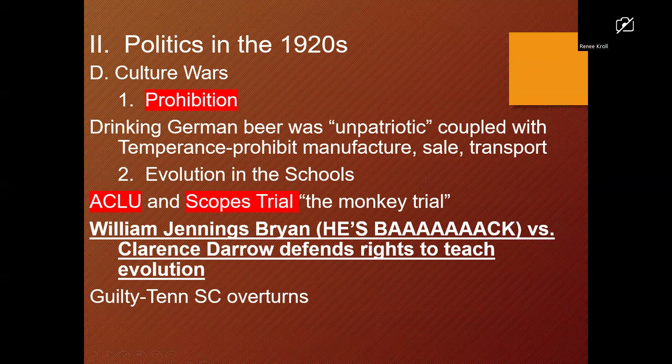Getting back up to culture wars and prohibition, just make sure you guys know that the 18th Amendment isn't just prompted by the temperance movement that women had been fighting for a long time. It was also prompted by drinking German beer, and that we're making the manufacture, the sale, and the transport of alcohol illegal because alcohol overall after World War I is considered unpatriotic.